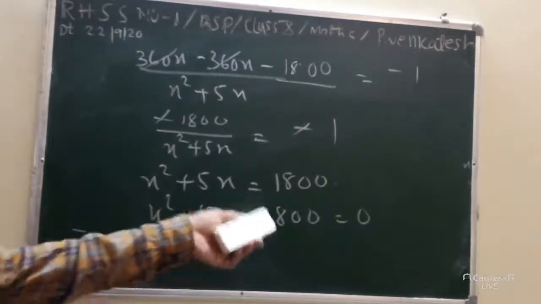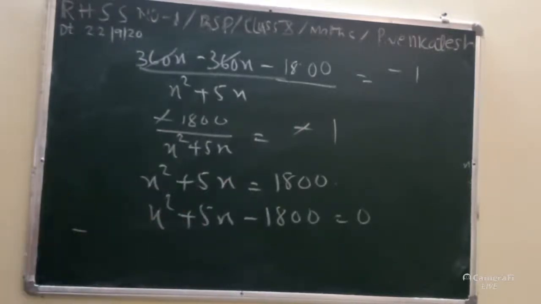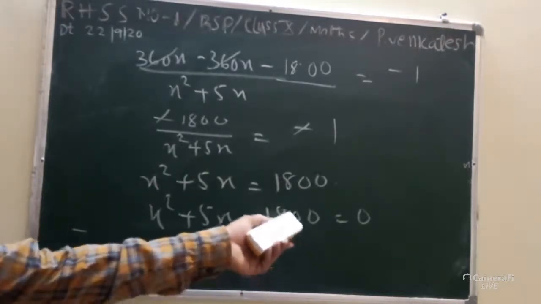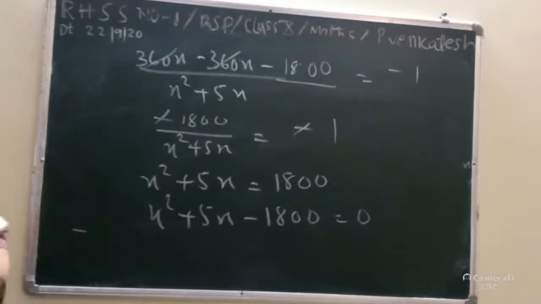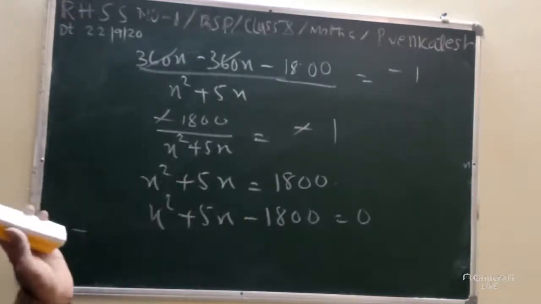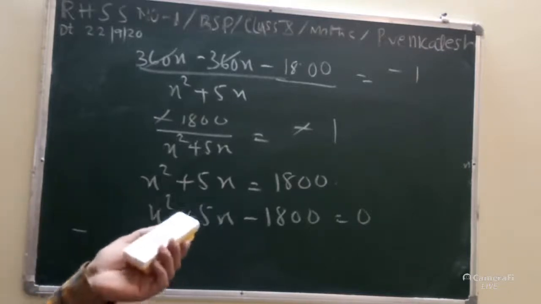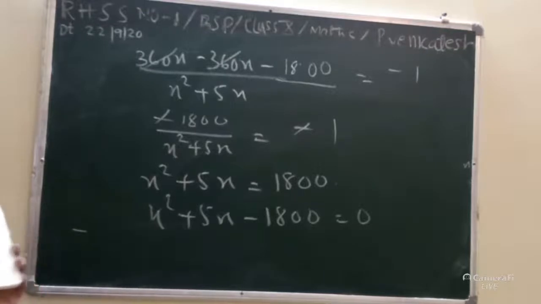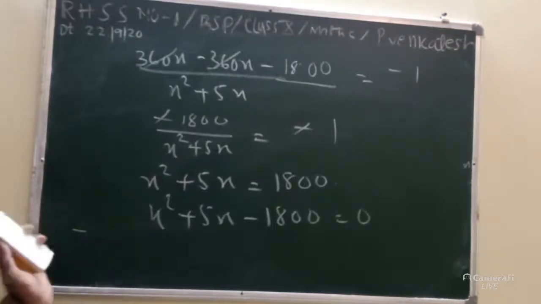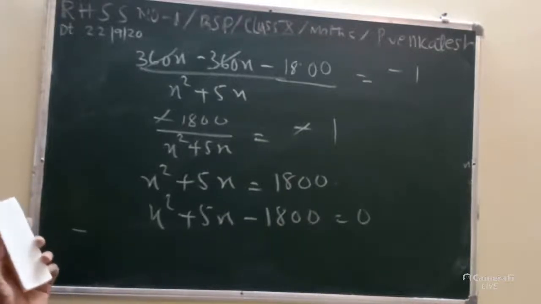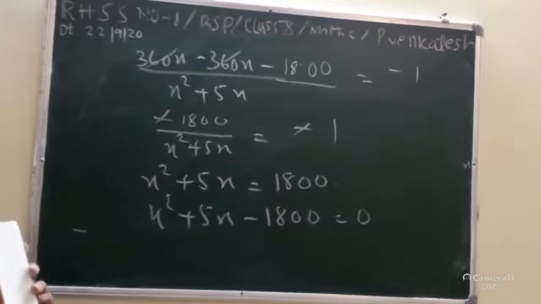Now you can solve this quadratic equation by the factorization method. See here, I told you to find the prime factors of this, then it will be easy. Otherwise, do it by the formula method also, you will get the answer. When you solve it, you will get x equal to 40 and minus 45. As you know, the speed cannot be negative, so neglecting x equal to minus 45, x equals 40. So the speed of the train is equal to 40 kilometers per hour.